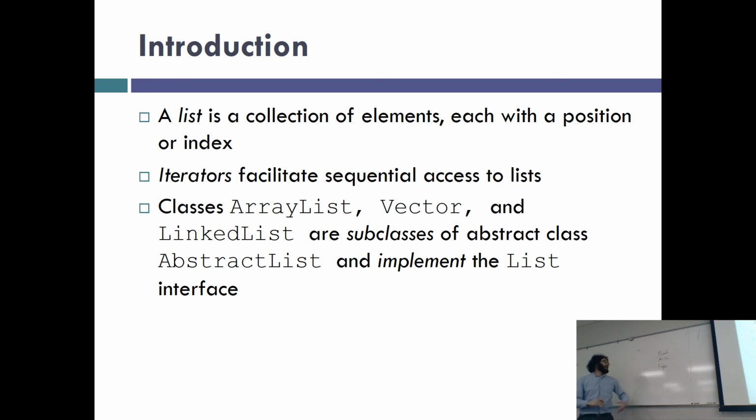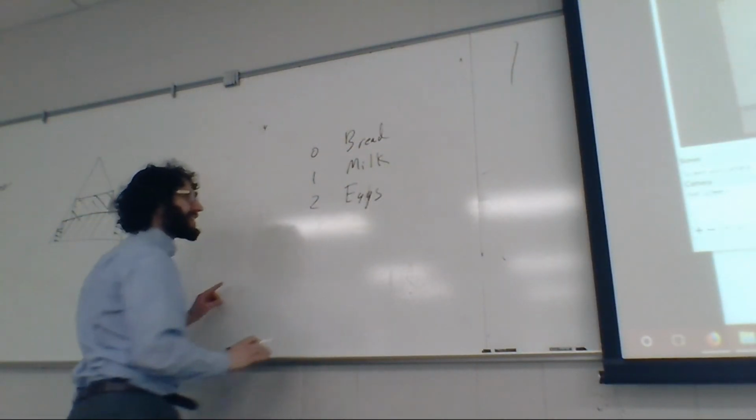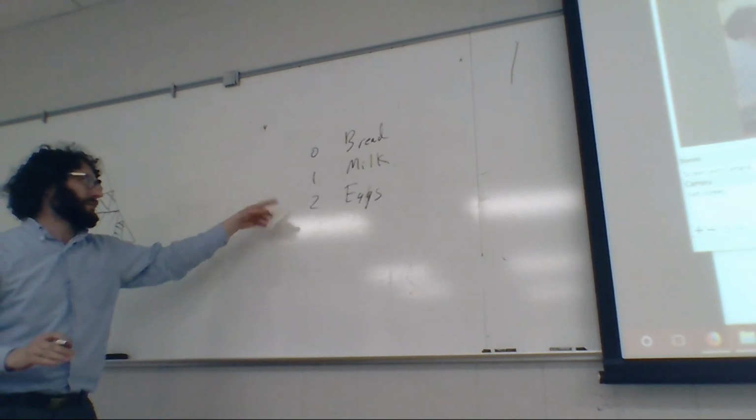So if we go through this list, the first thing in this list is bread. The second thing in this list is milk. The third thing in this list is eggs. First, second, third, although since we're computer scientists and information people, we're going to say this is index 0, index 1, index 2, because everything's going to start from 0 just for consistency's sake. Index 0, index 1, index 2, first thing, second thing, third thing. So we've got bread, milk, eggs.